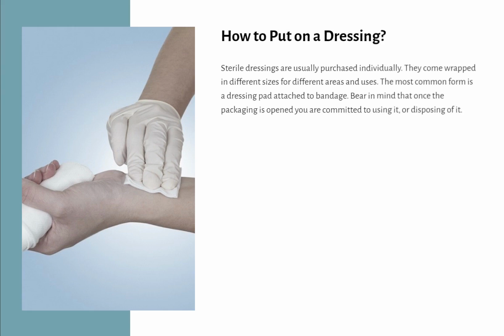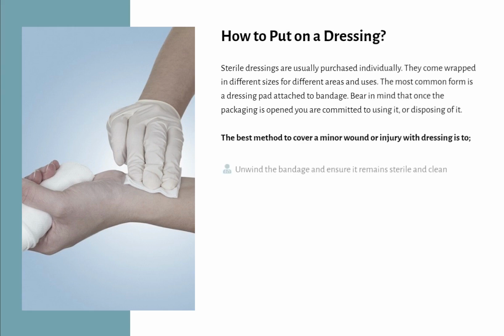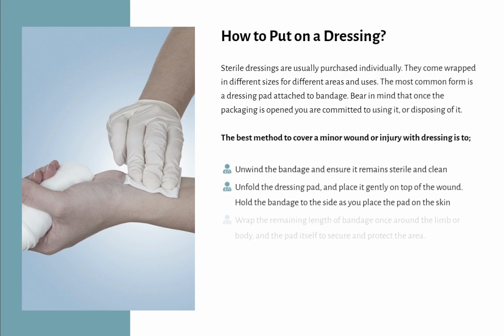How to put on a dressing. Sterile dressings are usually purchased individually. They come wrapped in different sizes for different areas and uses. The most common form is a dressing pad attached to a bandage. Bear in mind that once the packaging is opened, you are committed to using it or disposing of it.